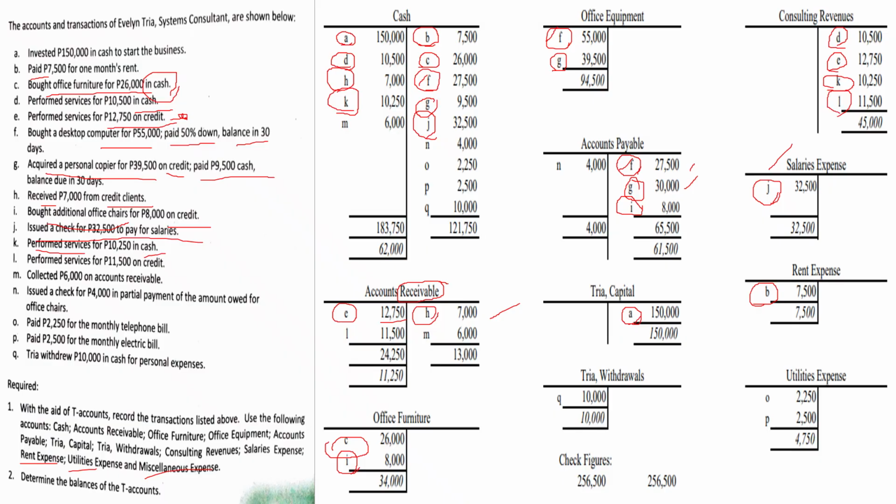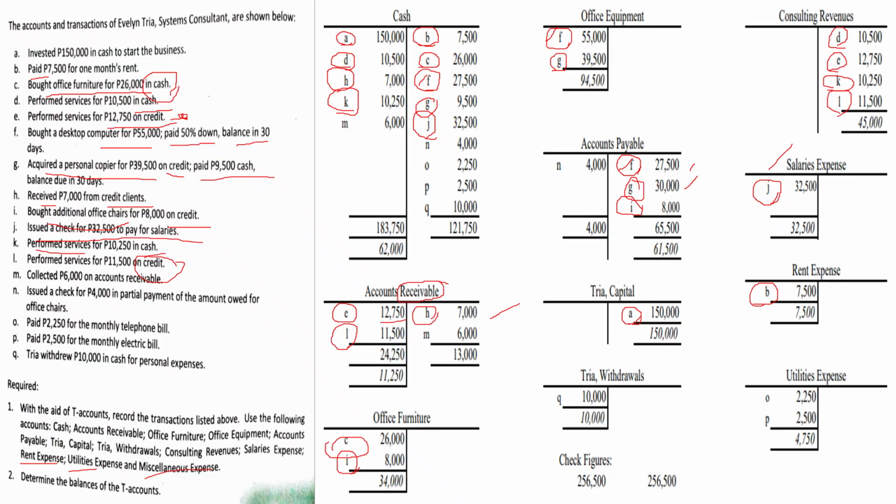And since it was performed on credit, it means it's still on account. So therefore, we are yet to receive in the future the 11,500. So if we are to receive in the future, it is still a receivable. So our receivable will increase. Now, letter L, we debit receivable. Okay?